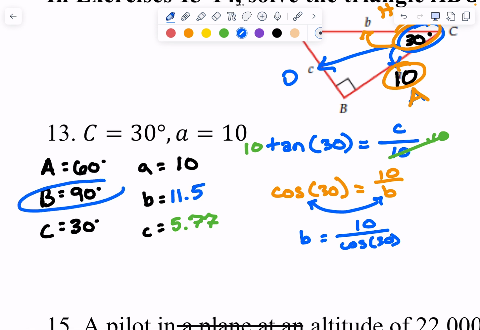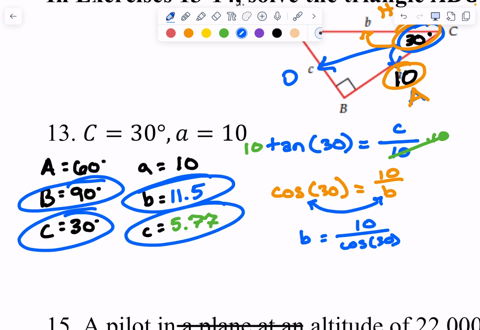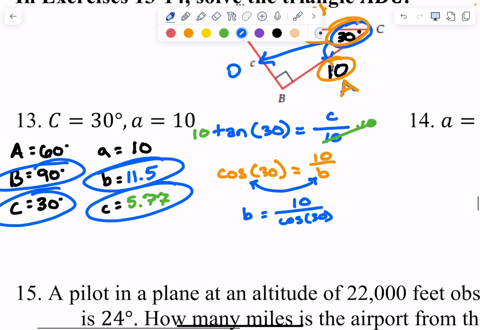Okay, real quick before we move on. The biggest angle is opposite the biggest side. The smallest angle is opposite the smallest side. Looks good. Okay, happy with that? All right, 14.